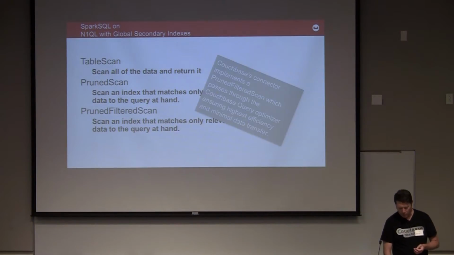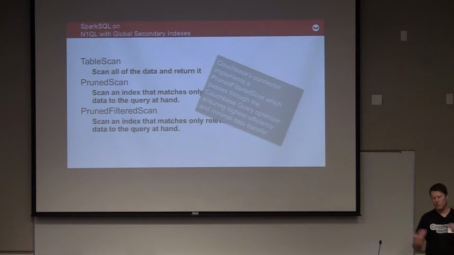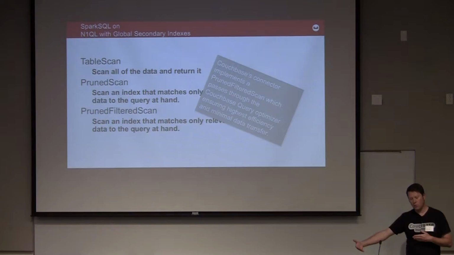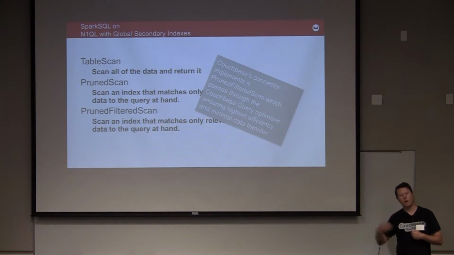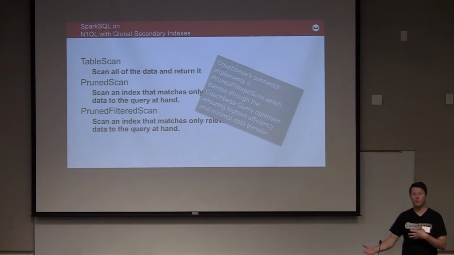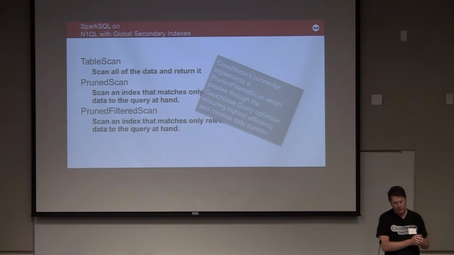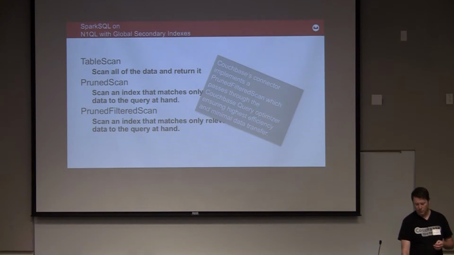And so the cool thing is that Couchbase's connector implements a Prune filtered scan. So we pass all of that through to Couchbase query, and then the query language execution will run the optimizer, figure out what best indexes you have, apply whatever filters are there, and pass the resulting data back to Spark. So it minimizes that transfer.